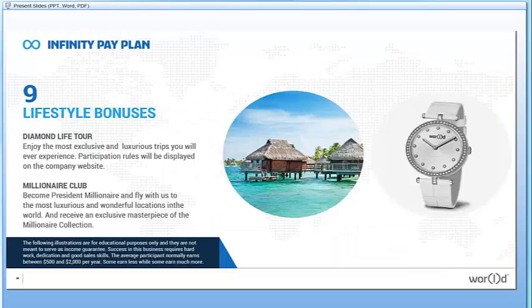Okay, lifestyle bonuses. There's 2 parts to lifestyle bonus to attain this privileged position. Again, we have to attain the diamond rank, enjoy the most exclusive and luxurious trip you will ever experience. How wonderful is that? Being able to go all over the world. And why do I say that so easily? Reason being, number 1, now you're part of the Diamond Life Tour. You'll be able to participate in all the events, and the company is going to pick up a lot of those tabs. I'm sure that you'll be part of the perks.